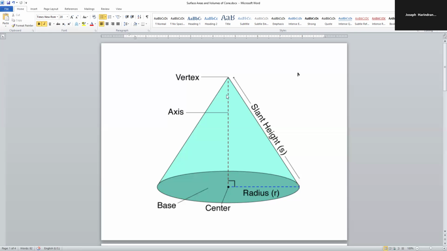Here you can see the center of the base and the radius. This is the entire circular cross section. It has a circular base. And this axis, which is perpendicular to the base, is the height of the cone. The slant height of the cone is this portion. These are the parts of the cone, and let us explain all these things.